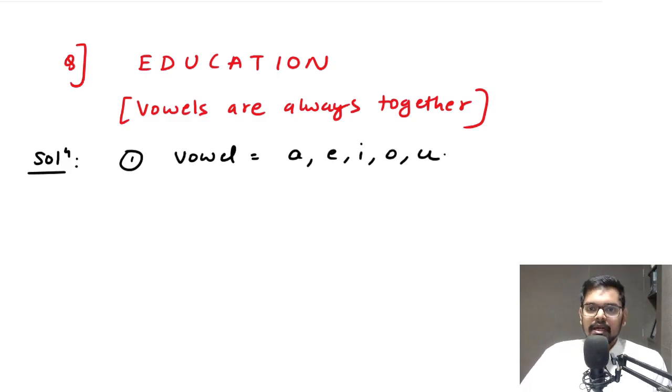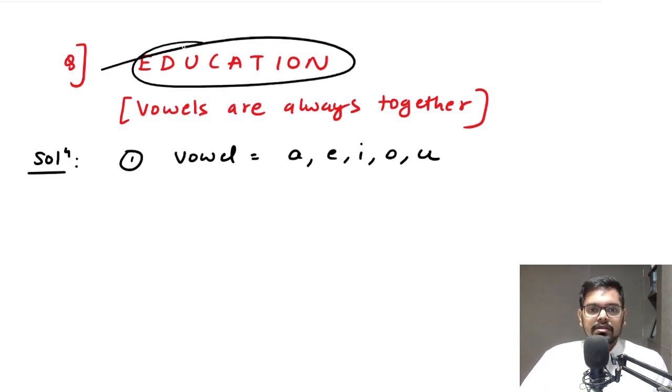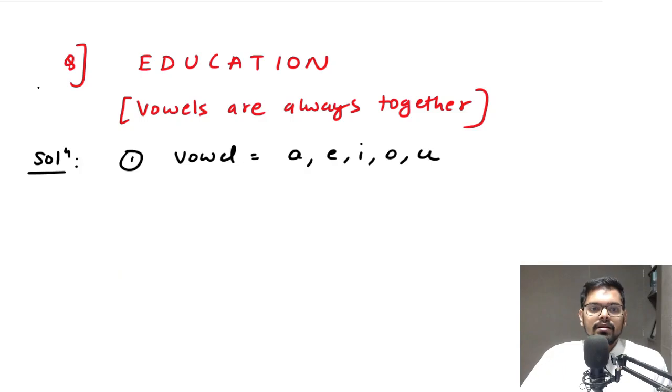These are vowels. The letters apart from vowels are known as consonants, right? So now, if I see this word, education, it has many letters where E, U, A, I, O are vowels, and D, C, T, N are consonants, right? So the constraint is only one thing: vowels should be together. What about the consonants? They can be together, they cannot be together, no issue, right?